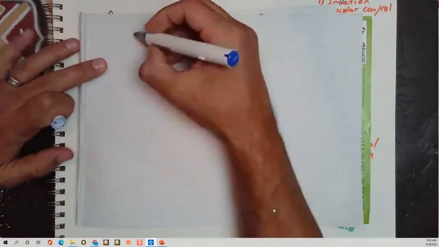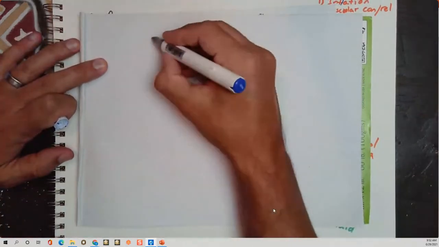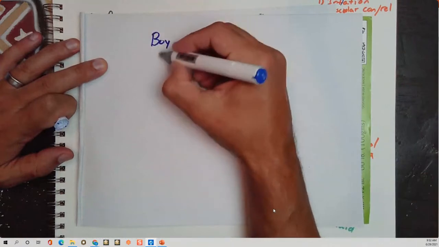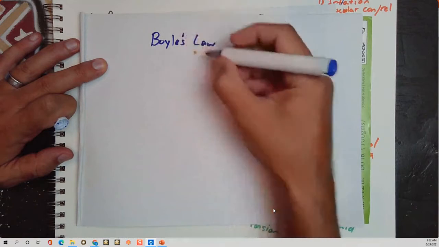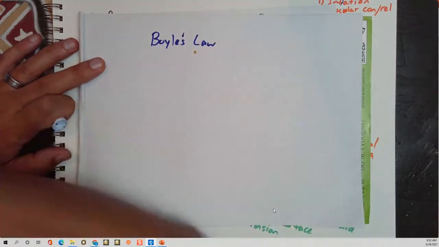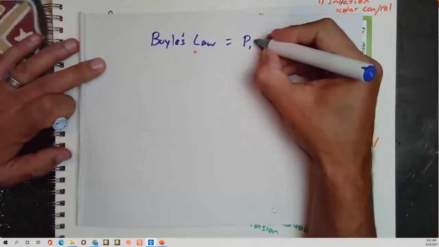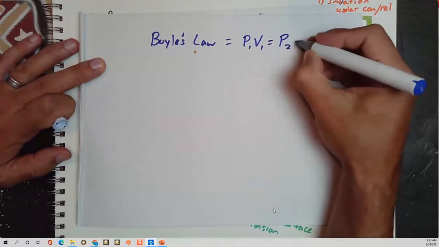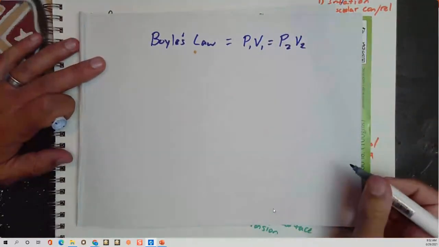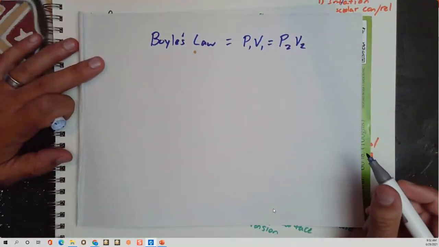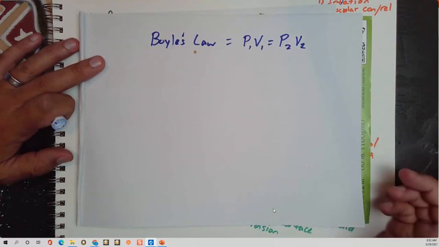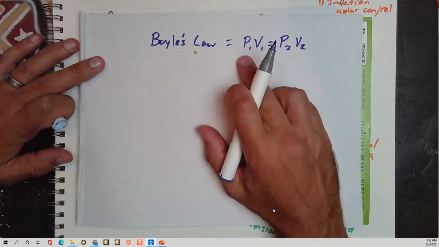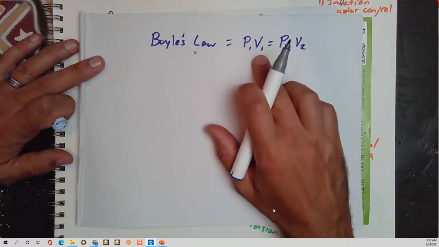But the reason why it can be confusing is because people read the word law, they freak out. They see a math equation, they freak out. Boyle's law is P1 V1 equals P2 V2, and people are like, nope, no thanks, I'm done. It's really just about pressure in a chamber and volume in that chamber.